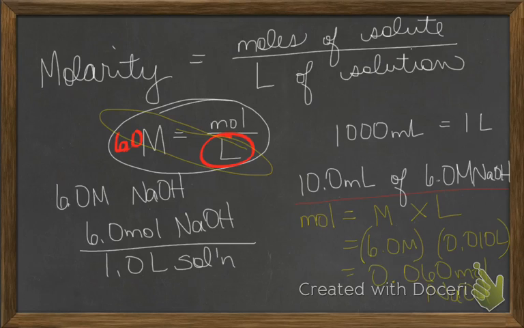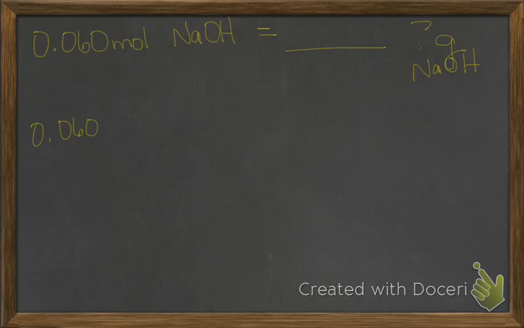So to take that a step further, if we've measured out 0.060 moles of sodium hydroxide, what if you needed to know how many grams of sodium hydroxide that is? That means we have to convert from moles to grams. 0.060 moles of sodium hydroxide are given, and we're going to convert from moles of sodium hydroxide to grams of sodium hydroxide.